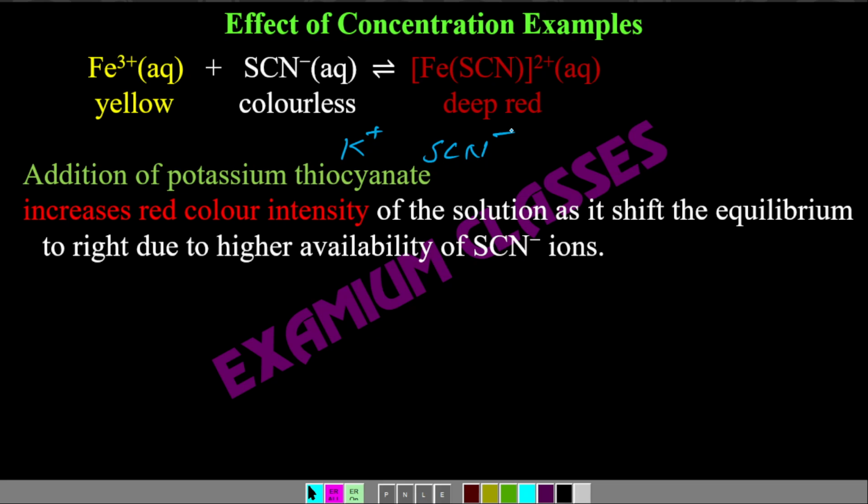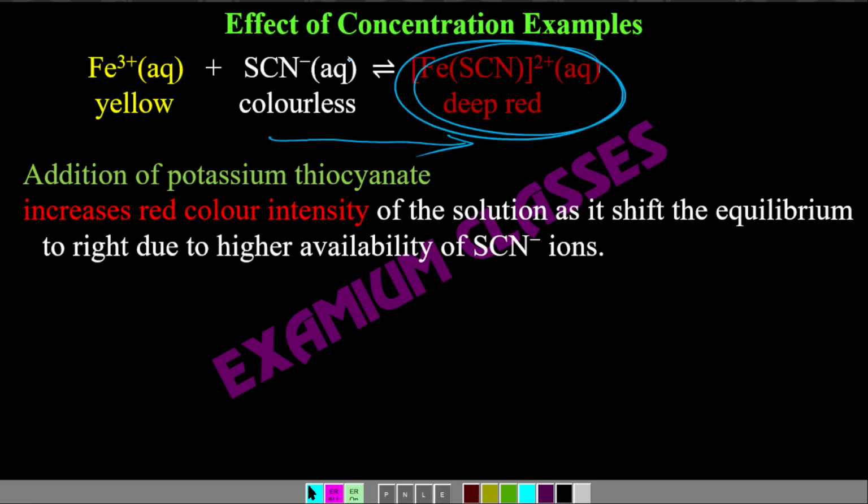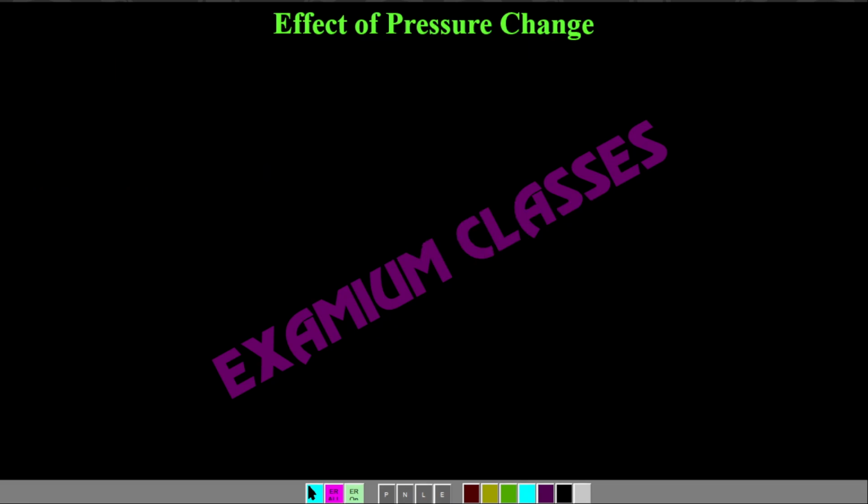These ions, and these ions, mean the concentration of thiocyanate ions increased. The system will try to decrease it. How will it decrease? It will go in the forward direction. When it goes in the forward direction, it means the deep red color intensity will increase.